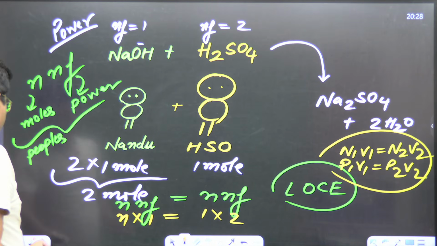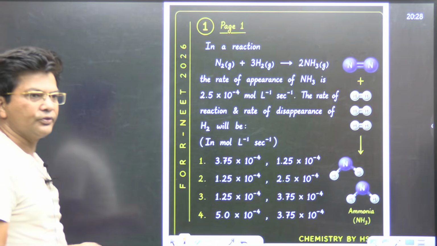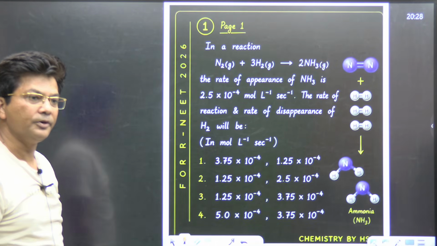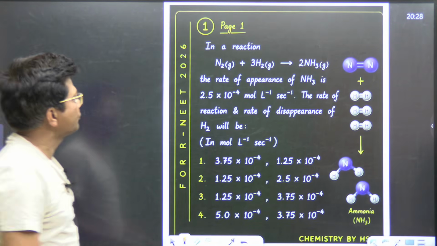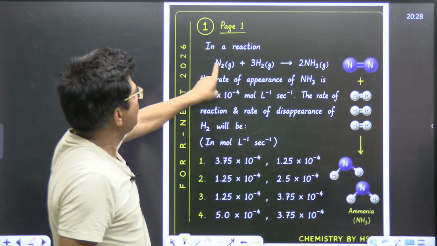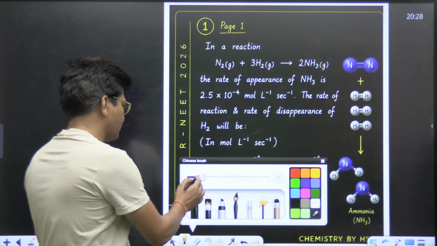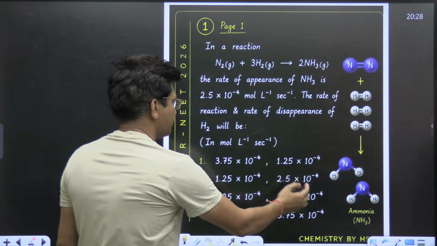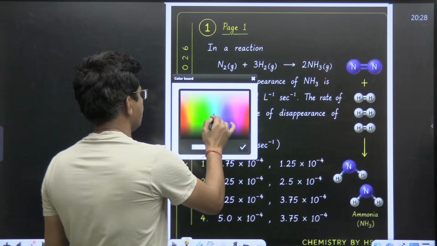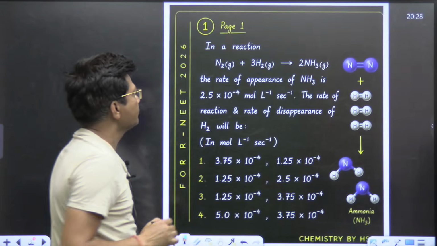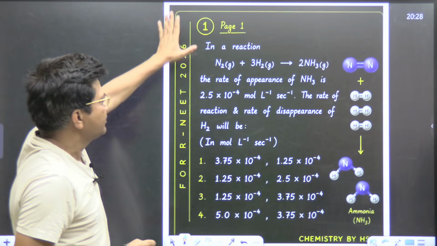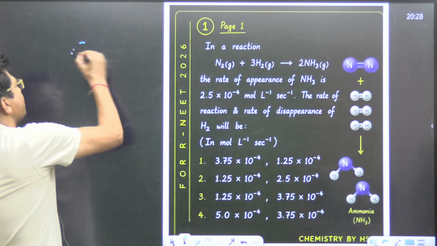Now see, the first question in front of you. Is it visible to all of you? It's written: N2 plus 3 H2 gives 2 moles of ammonia. Everyone, just read it out, then I will explain. First, everyone read it out. Haber's process. This is from the Chemical Kinetics chapter.